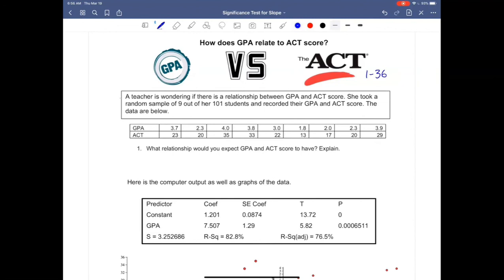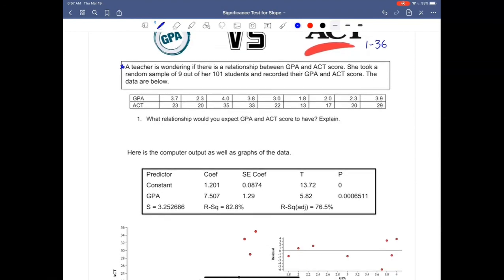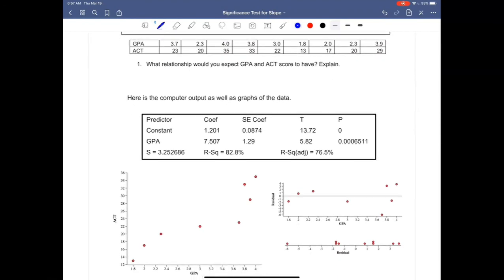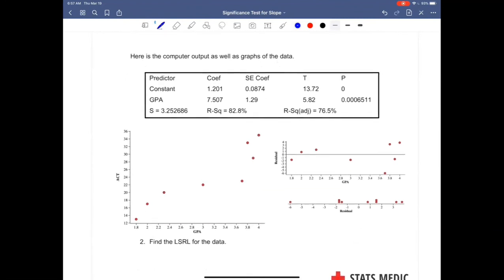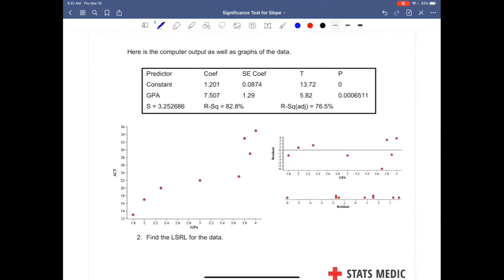So let's look at the setup of the problem here. It says a teacher is wondering if there is a relationship between GPA and ACT score. She took a random sample of 9 out of her 101 students and recorded their GPA and ACT score. The data are below. So we have the data for the 9 students that were randomly selected, and you'll even see below here that you're not going to need any technology in order to make the graphs because those are provided for you here.